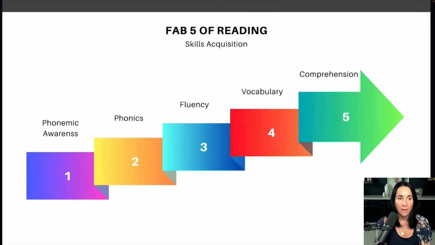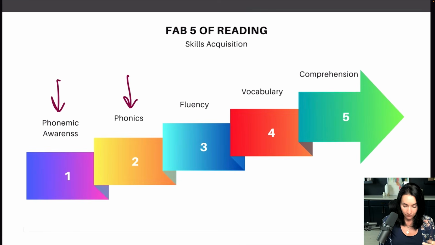Now, when we talk about reading, we talk about the Fab Five of reading. And you can see here that phonemic awareness and phonics are down at the bottom of that continuum of the Fab Five of reading. Now, phonemic awareness is the first skill. Phonics is the second skill, right? Then we move into fluency.